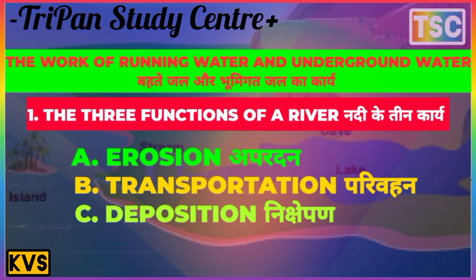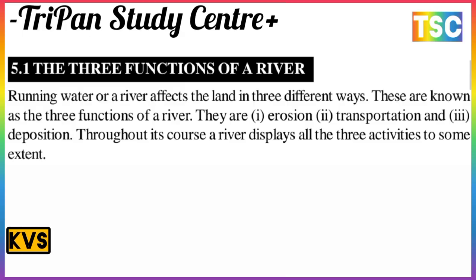Also important here is the point of the three functions of the rivers. What are the three functions of the river? This is a most important question. The running water is a river. In fact, it works on the land in three different ways, and these are known as the three functions of a river: erosion, transportation, and deposition. Throughout its course, the river displays all three activities to some extent.